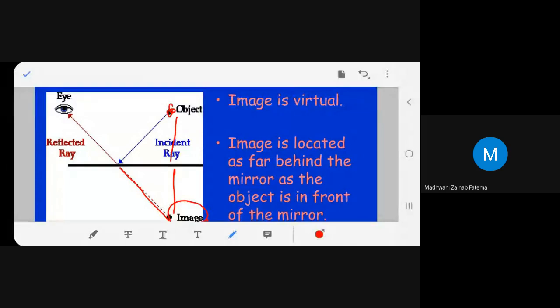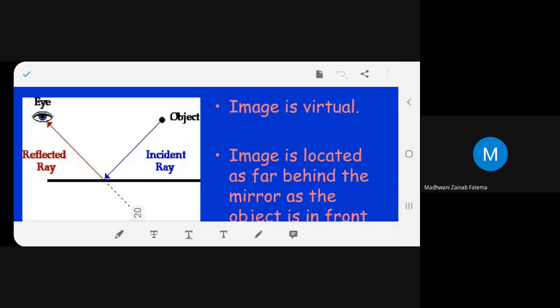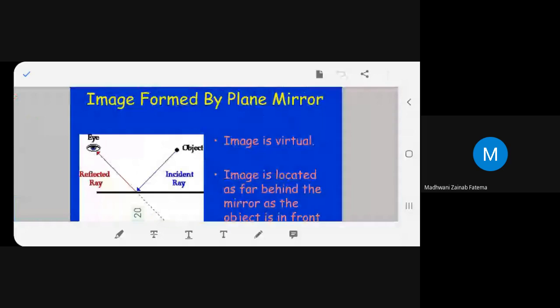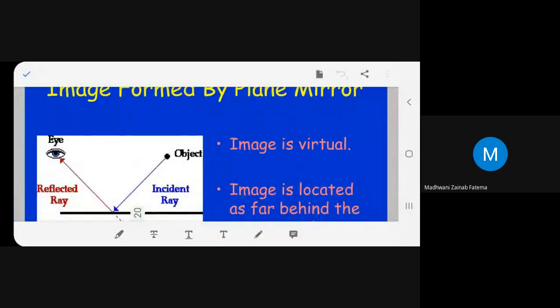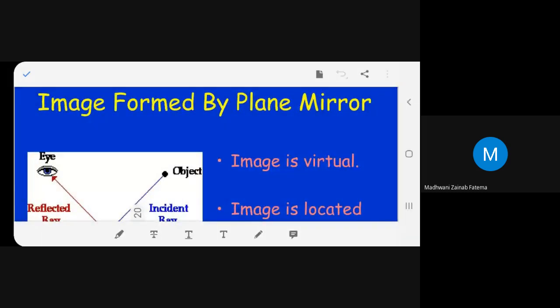Fine? How are we getting the image in the mirror? What image did we get in the mirror? Virtual. I told you just now. And where is the image formed? Behind the mirror. Can you see? Yes, ma'am. Behind the mirror. As the object is in front of the mirror, the image is behind it. So what we see, our image, is virtual. Where are we observing ourselves? Plane mirror.